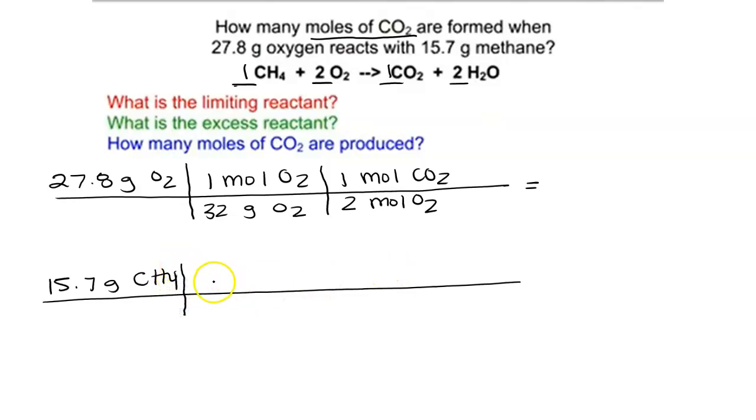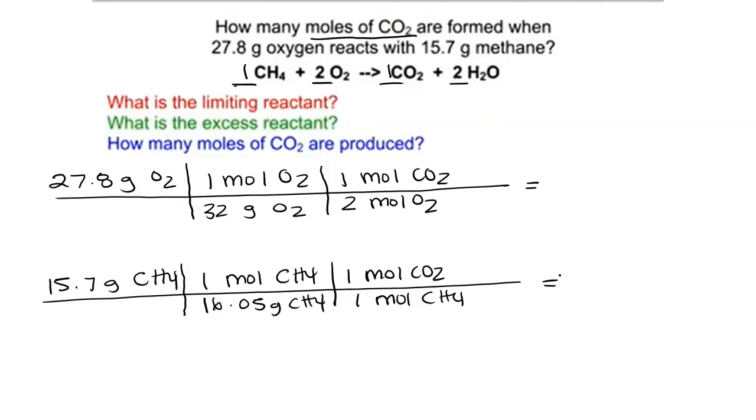I'm going to do a very similar process for the CH4. 1 mole of CH4. We have 12.01 from the carbon and then 4 hydrogens for a mass of 16.05. Then I'll use a mole ratio. I have 1 mole of carbon dioxide again and 1 mole of the methane.